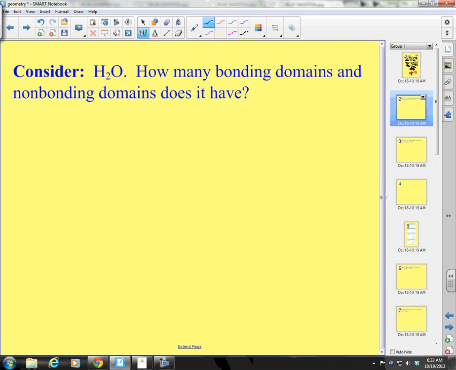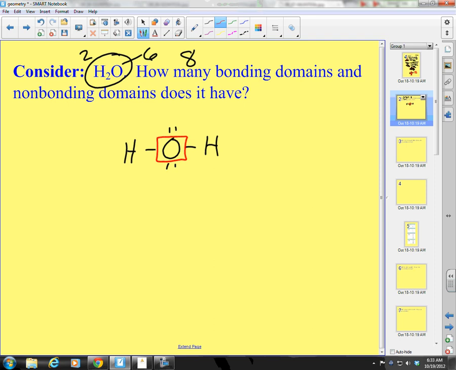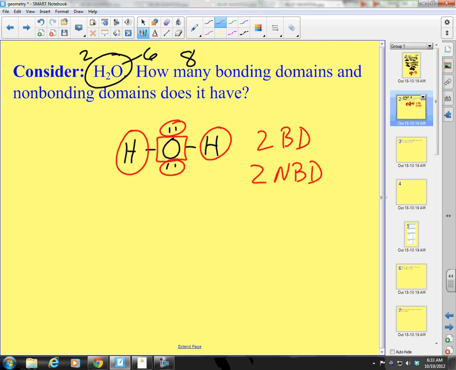You try this one, pause me, bring me back when you're ready. Well, first thing we want to do is draw our Lewis structure. 6 valence electrons, 2, so I need 8 valence electrons. Oxygen in the center, bond it to my hydrogens, complete my octet on my oxygen. Now, let's analyze my central atom. How many atoms are directly bonded to it? 1, 2. So that's 2 bonding domains. And how many unshared pairs are on it? 1, 2, 2 non-bonding domains. So I'd have a 2, 2 answer. Ha!